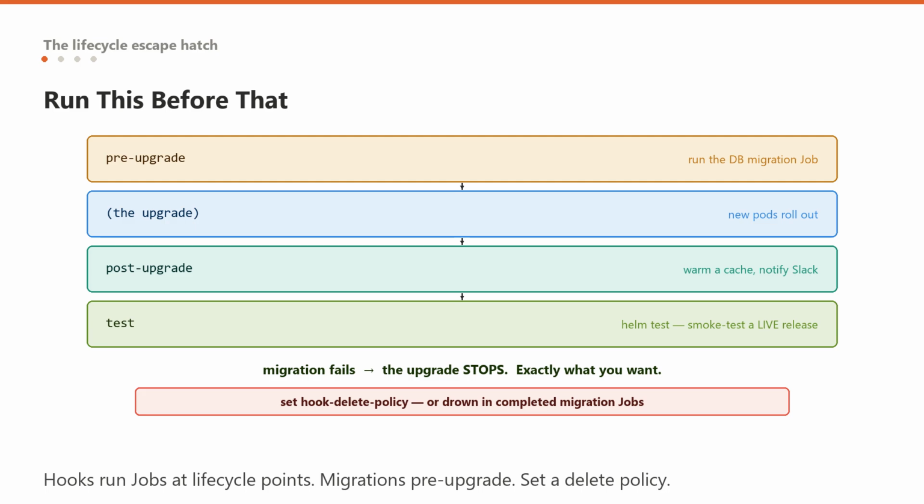Now Helm runs that job as a separate step during the upgrade, waits for it to succeed, and only then proceeds with the rest. If the migration fails, the upgrade stops, which is exactly what you want. The main hook points are pre-install, post-install, pre-upgrade, post-upgrade, pre-delete and post-delete.